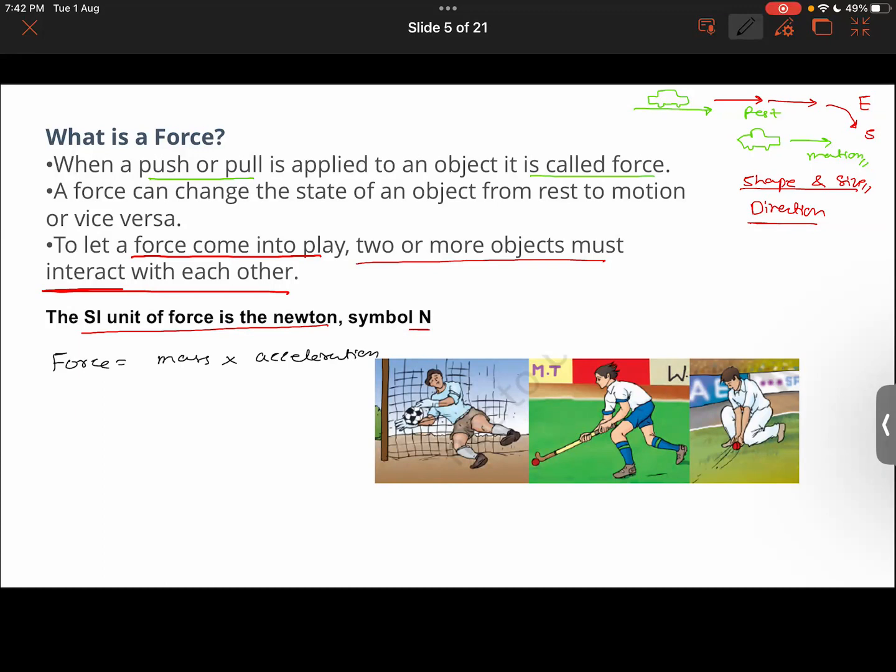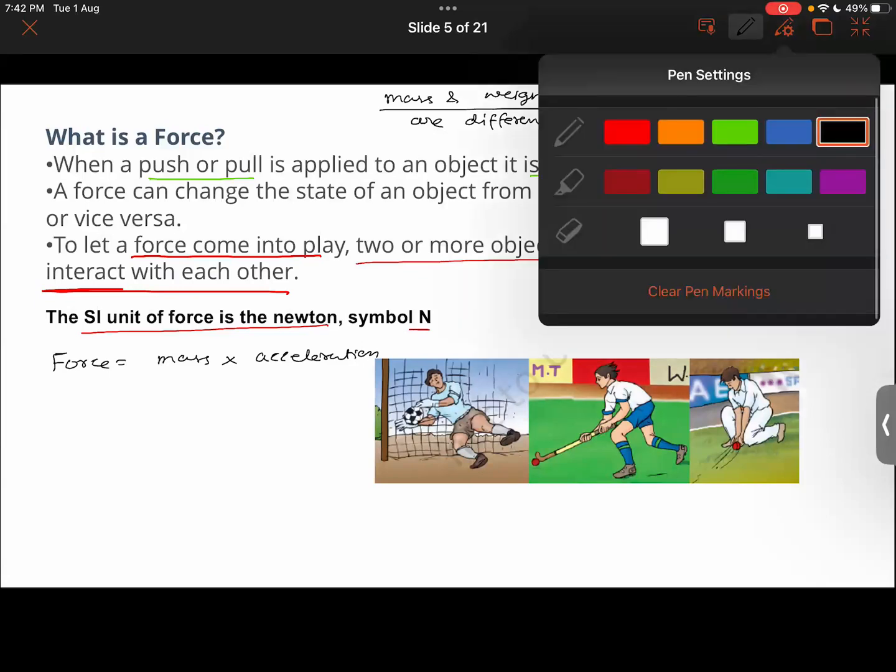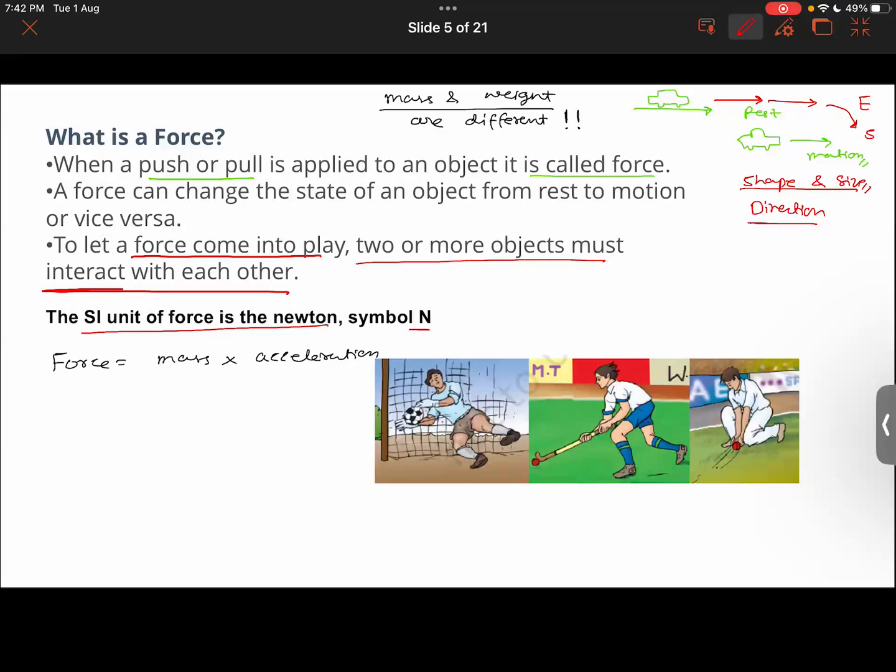By the way, mass and weight are two slightly different things. Mass and weight are not the same. Can you guys explain to me why? What is the difference between mass and weight? I don't have any idea. Ahmed, you? Yes, sir. The two terms often seem very confusing. They seem similar, but yet they are different.